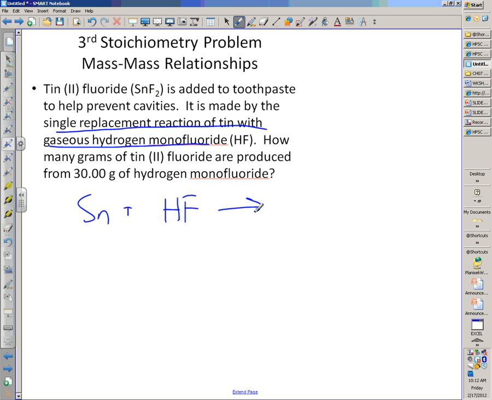Because it's a single replacement reaction, element plus compound is going to give us element plus compound. So where's the tin going to go in and connect with, or what's it going to kick out of this compound? It's going to kick out the hydrogen because that's the cation-ish one. And it's going to form tin 2 fluoride and hydrogen gas. So first things first, balance it. It's pretty easy.